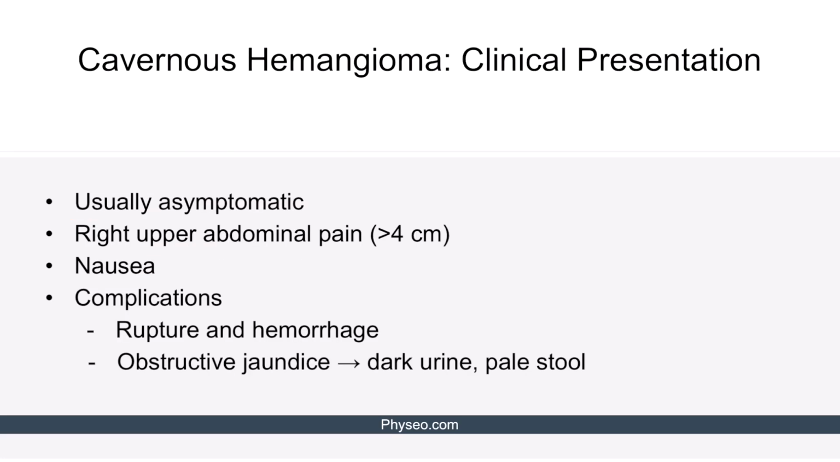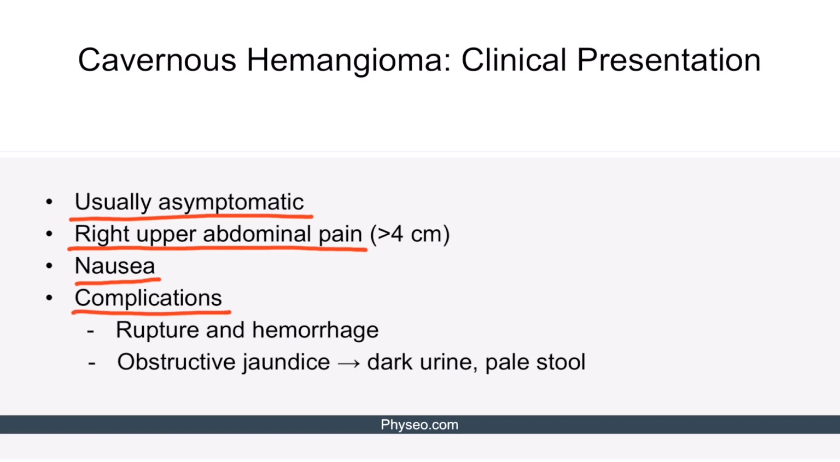Cavernous hemangiomas are typically asymptomatic. They may also present with right upper abdominal pain and nausea if the size of the cavernous hemangioma is more than 4 centimeters. Let's briefly review the complications of a cavernous hemangioma.